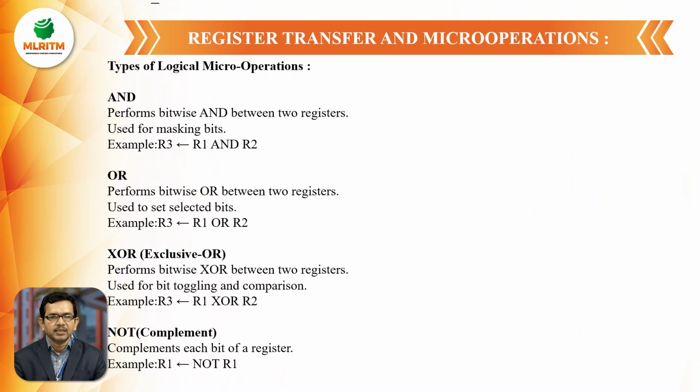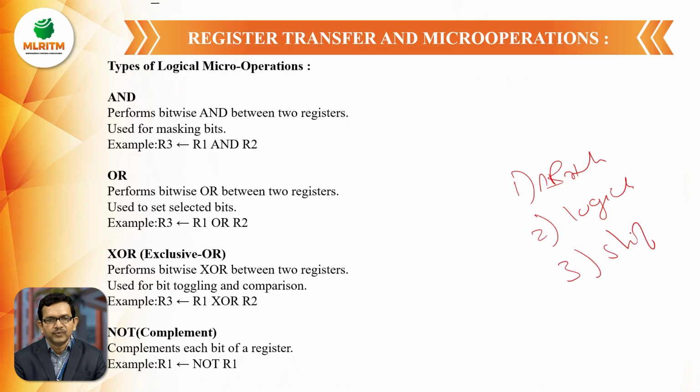The next type of operations based on the register. In the last class, if you remember, we considered the first operation as arithmetic operation, the second one as logical operation, and the third one as shift operation. So these three operations we are going to perform on given registers. Initially we have seen how the arithmetic operations are carried out and what the different types of operations in arithmetic are.